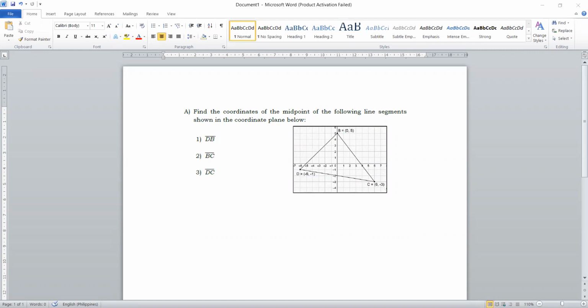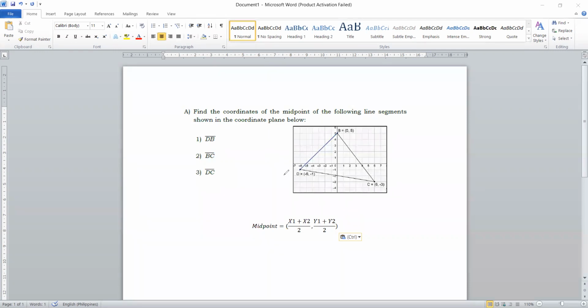So first off, you need to know your midpoint formula. So this is your midpoint formula. So you need to find your x and y coordinates. So that's x1 plus x2 divided by 2 and y1 plus y2 divided by 2. So let's start. DB first.